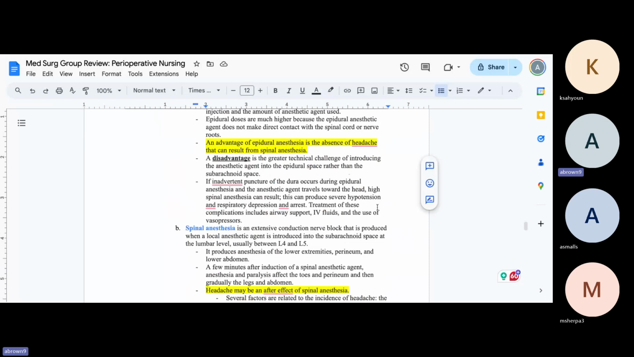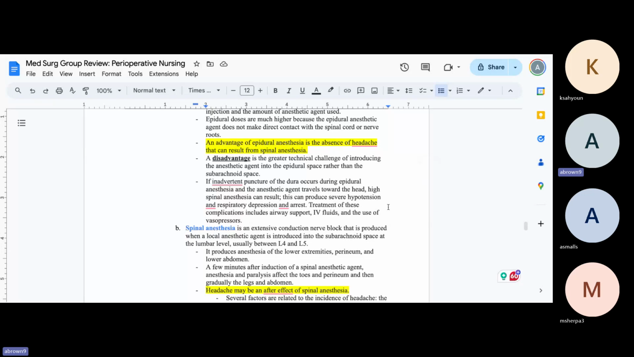If inadvertent puncture of the dura occurs during epidural anesthesia and the anesthetic agent travels toward the head, high spinal anesthesia can result. This can produce severe hypotension and respiratory depression and arrest. Treatment of these complications includes airway support, IV fluids, and the use of vasopressors.